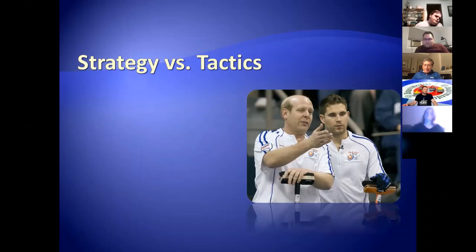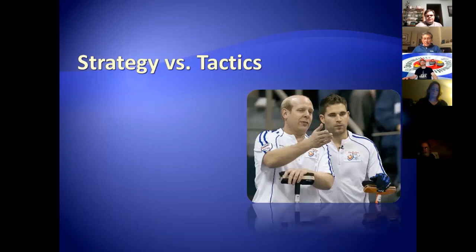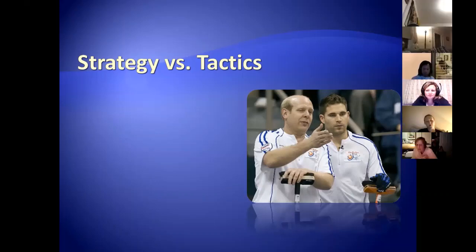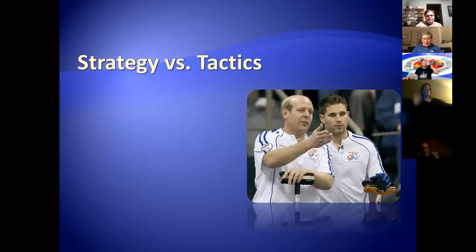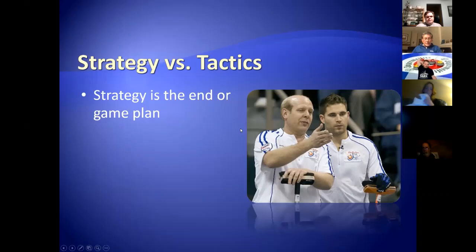Strategy is what type of game you want to play. Like if you want to play a hitting game, or if you want to play a draw game, and the tactics are what type of shots you're going to throw in order to achieve that. Good job. So to translate what Jeff said, strategy is the objective and the plan, and tactics is how you execute the plan. Good job, Jeff. Really nice. So strategy is the end.